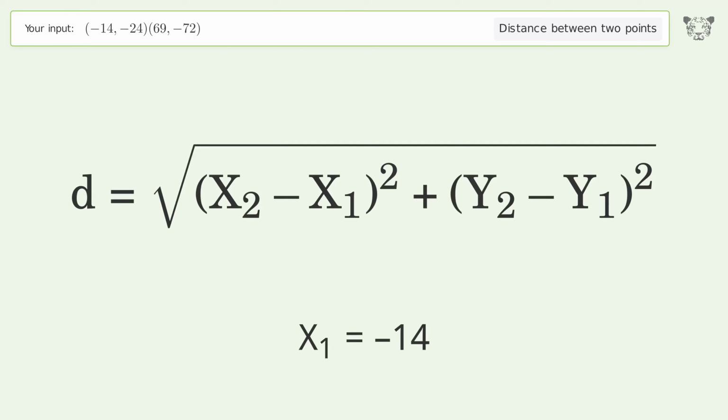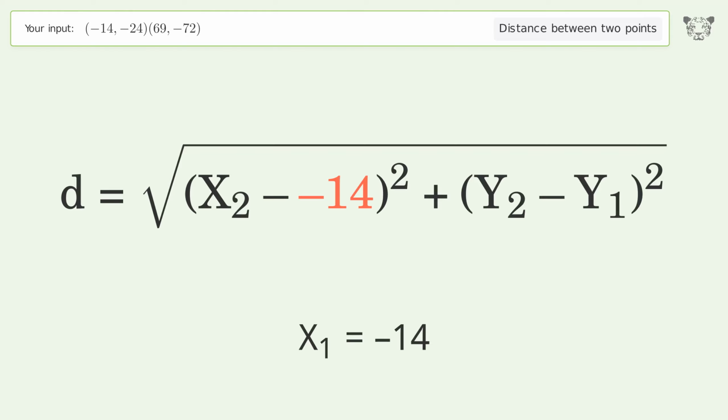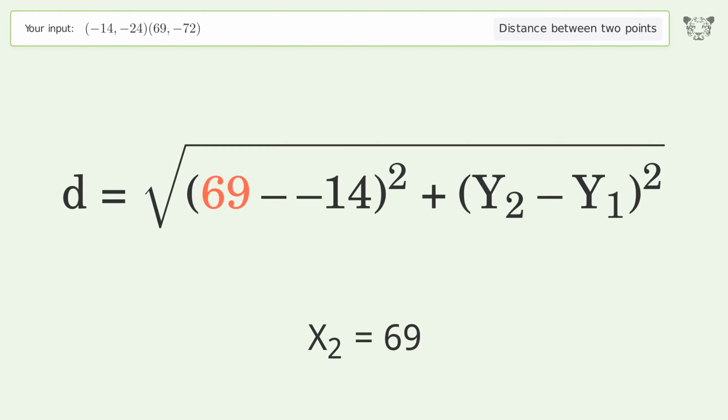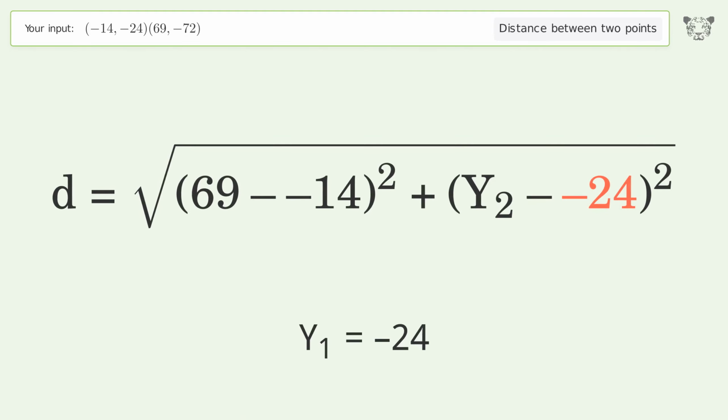x1 equals -14. x2 equals 69. y1 equals -24. y2 equals -72.